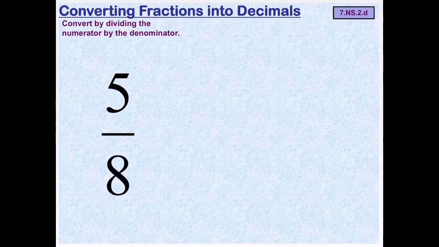Now, diving right into our first example here of converting fractions into decimals, you as 7th graders are expected to be able to do this without a calculator. When you do this using just your pencil and paper arithmetic, you're going to want to do top. So the top number is 5 divided by 8. And that looks really yucky.